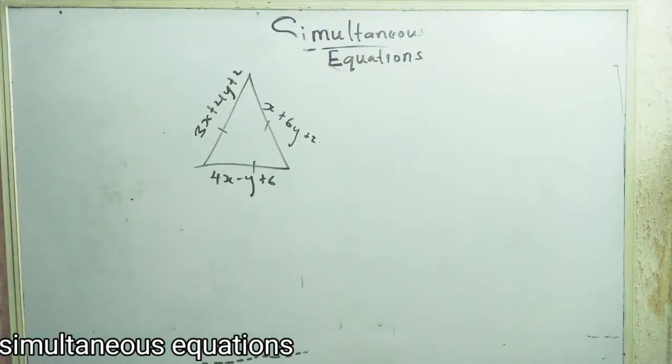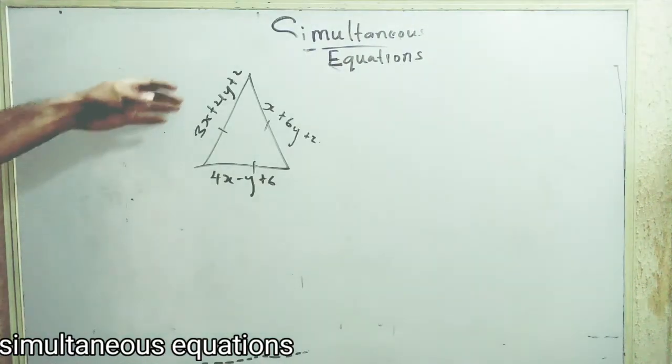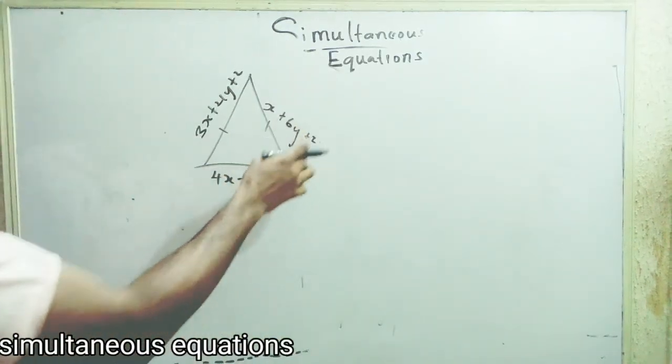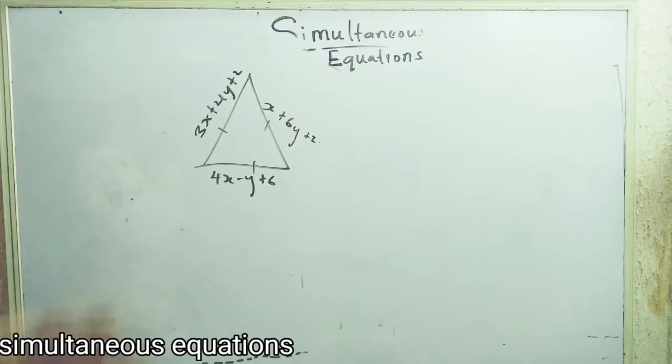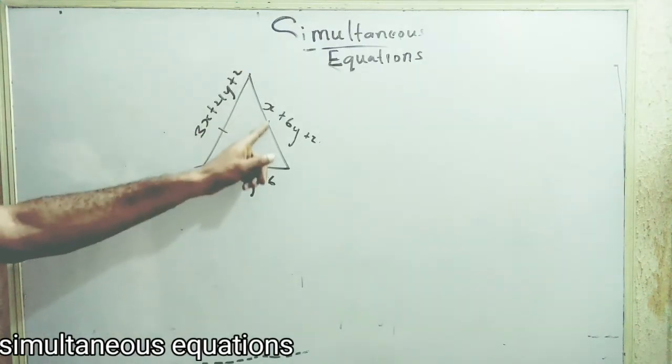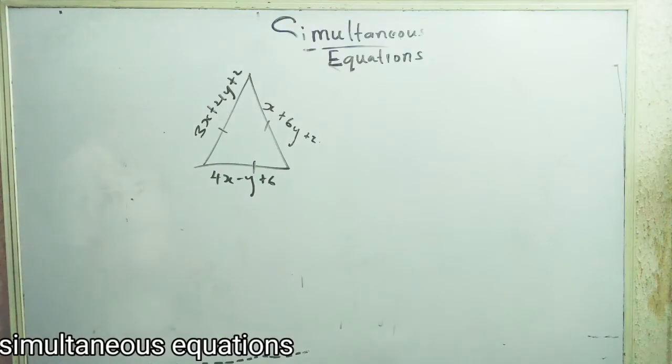Okay, that's example 2. Now I have 3x plus 4y plus 2, and I have x plus 6y plus 2, and 4x minus y plus 6. So looking at the type of triangle, since I have equal markings on the three sides, it simply means what?